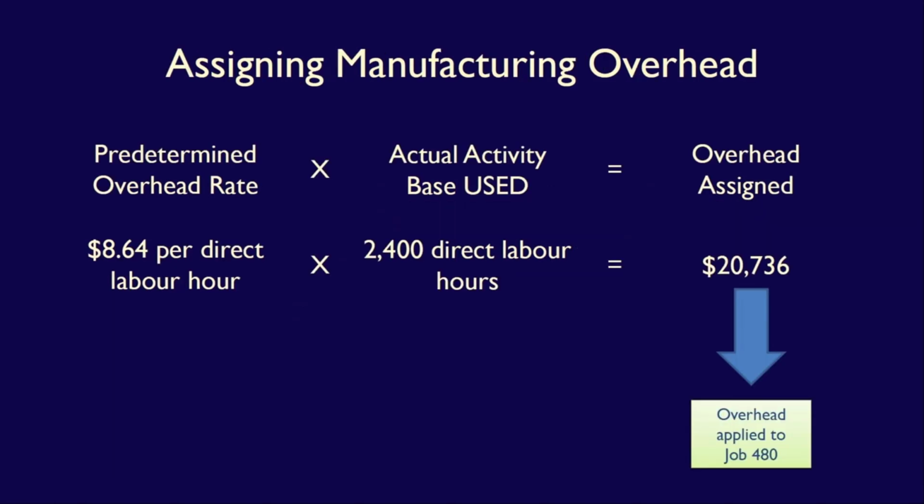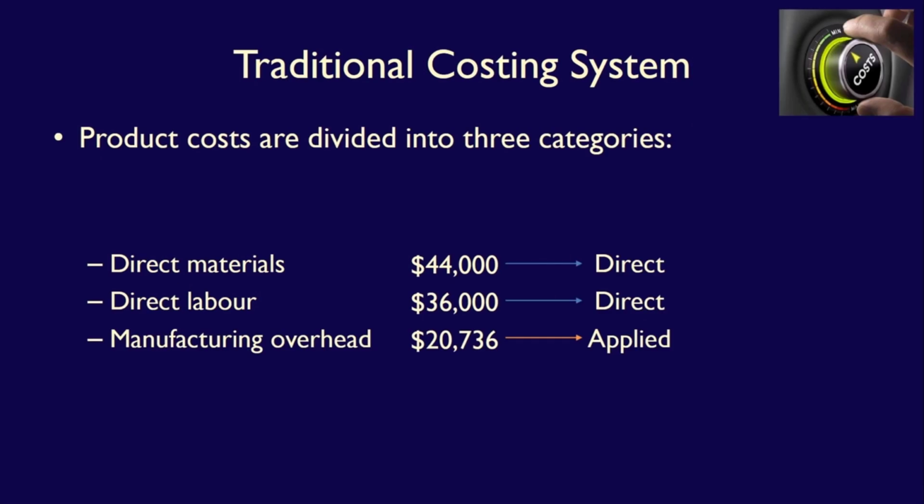Management then multiplies the predetermined overhead rate by the actual activity base expected to be used for job 480. $8.64 per direct labor hour multiplied by 2,400 direct labor hours is equal to $20,736. This is the overhead that is expected to be used in producing job 480.